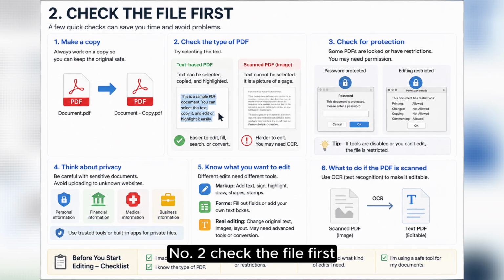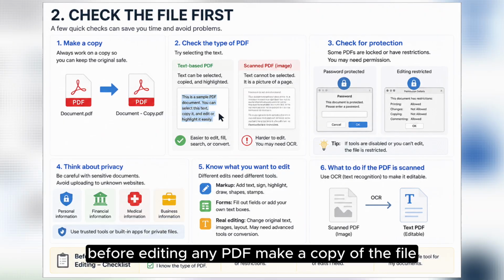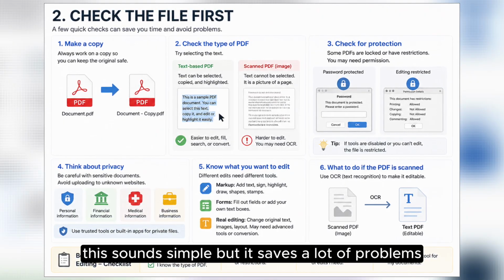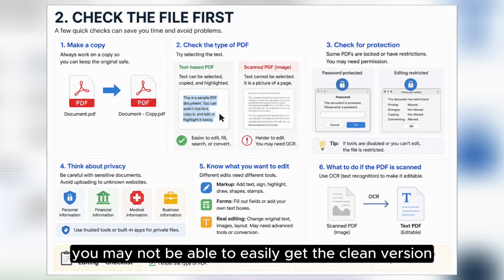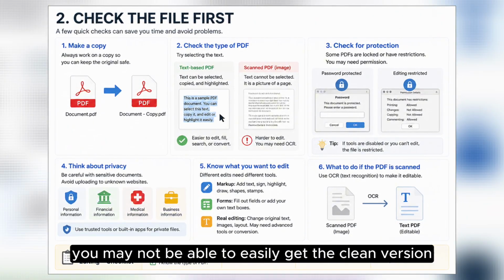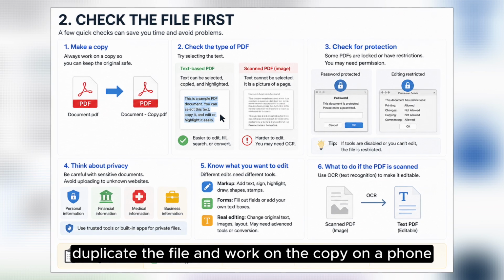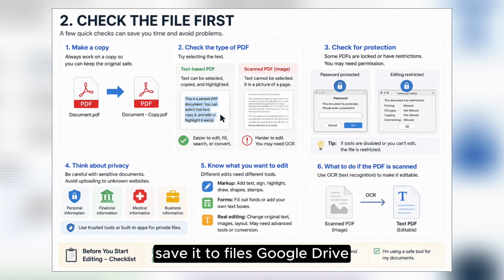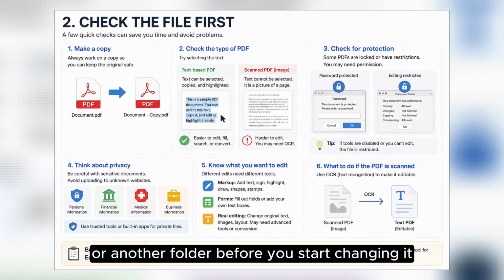Number 2. Check the file first. Before editing any PDF, make a copy of the file. This sounds simple, but it saves a lot of problems. If you edit the original and something goes wrong, you may not be able to easily get the clean version back. On a computer, duplicate the file and work on the copy. On a phone, save it to Files, Google Drive, OneDrive, or another folder before you start changing it.